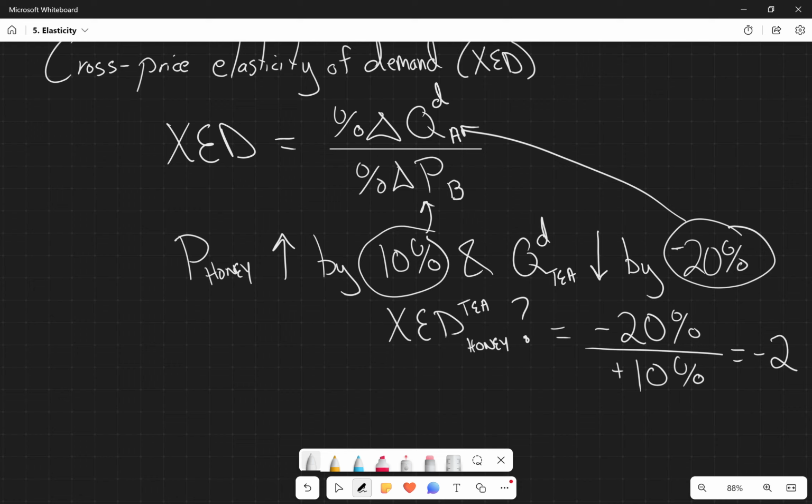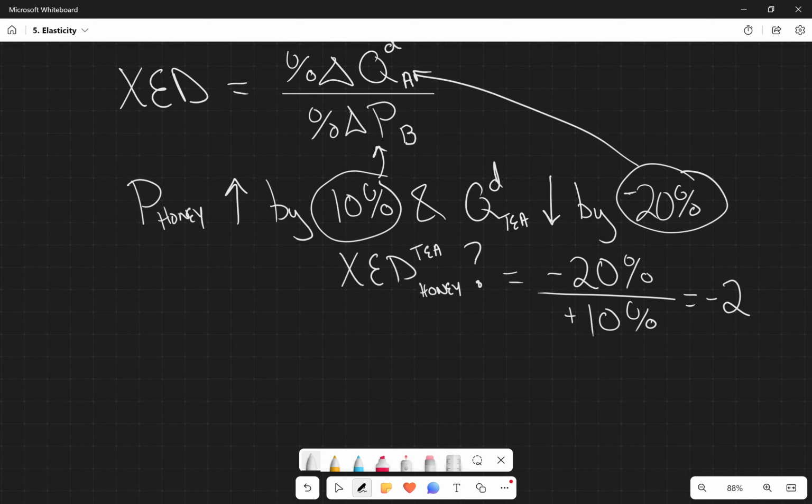We do not take the absolute value sign. We only do that with price elasticity of demand. The reason why we do not do that here is because this is going to tell me something about the relationship between the two goods.